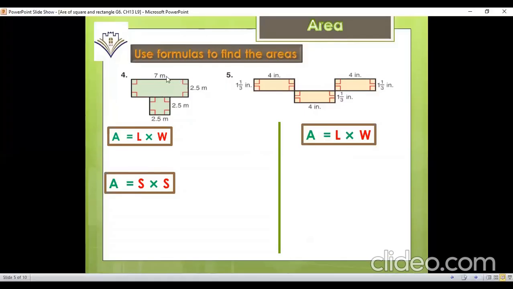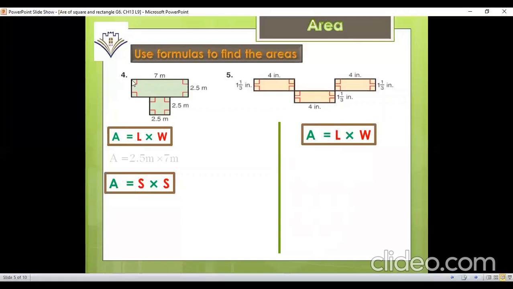Two shapes. The first is a rectangle and the second is a square. Then look at the first one, the rectangle. The length is 7 and the width is 2.5.